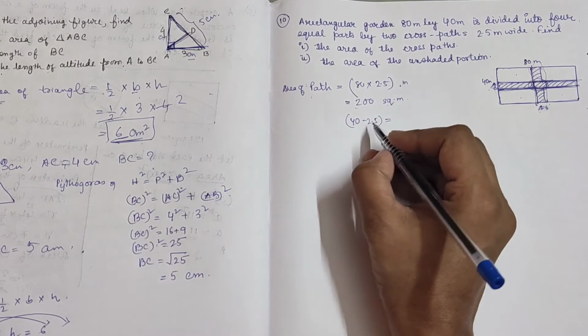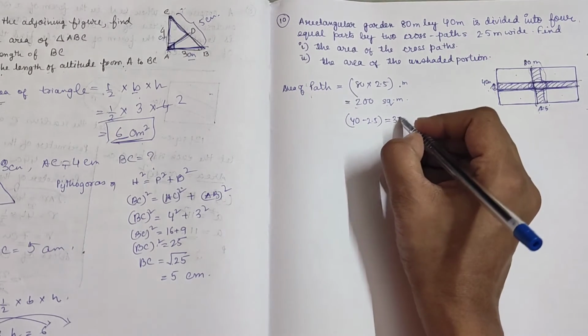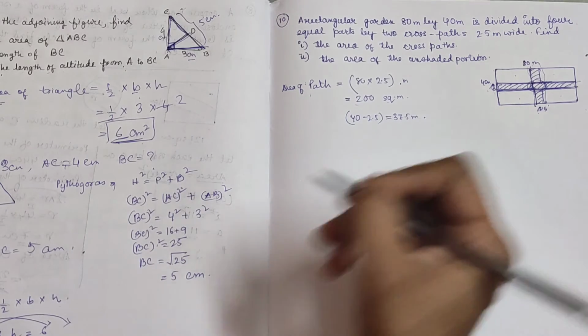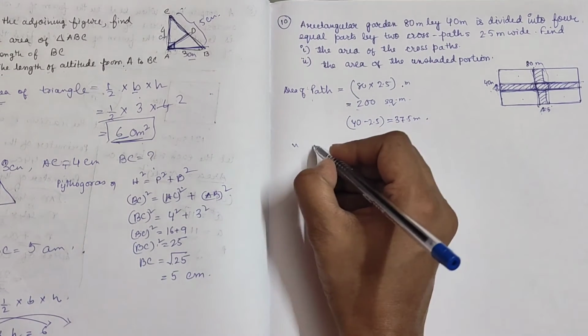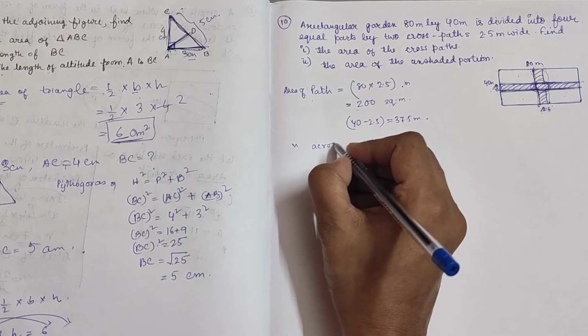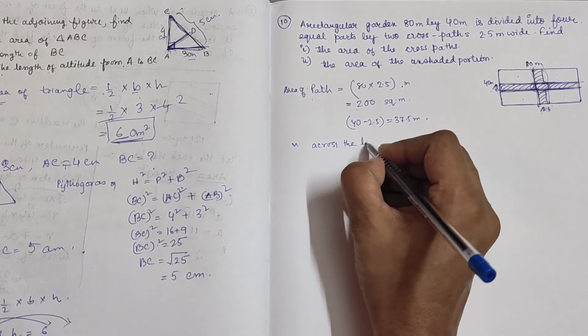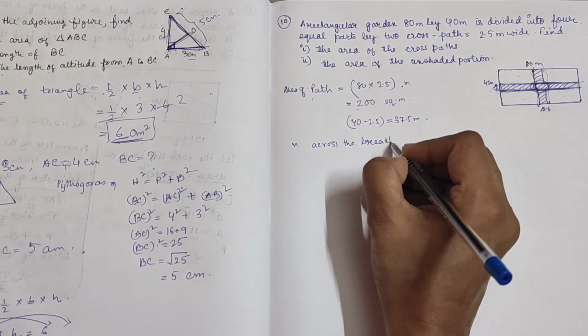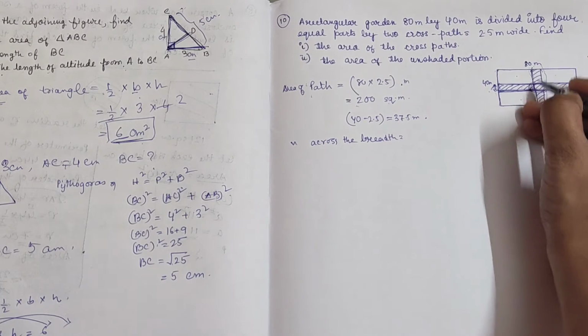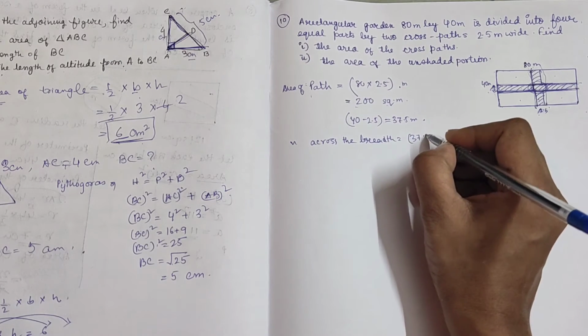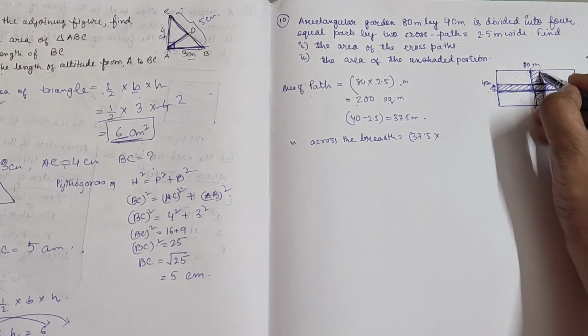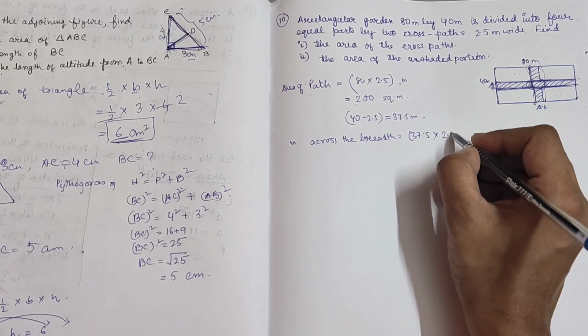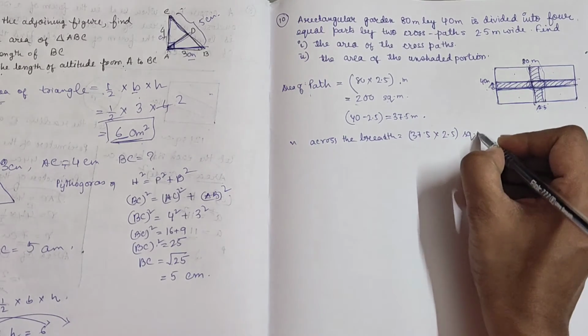So what will be my length out here? 37.5 meter. Now area across the breadth, what will be my area? So this will be 37.5 into the breadth of the path, which is 2.5. We will write square meter.